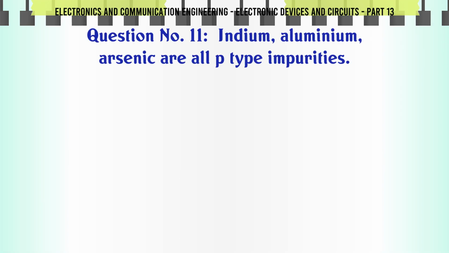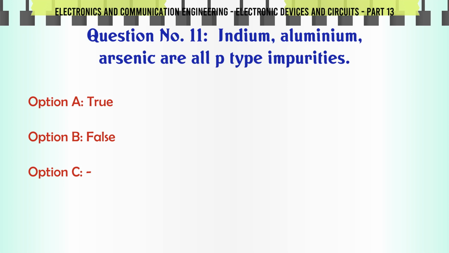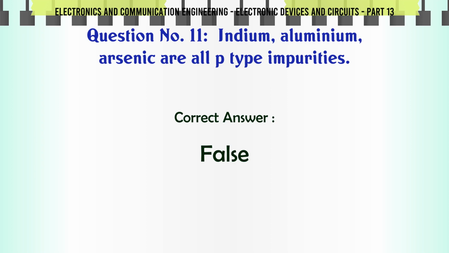Indium, aluminium, arsenic are all P-type impurities. A. True, B. False. The correct answer is false.